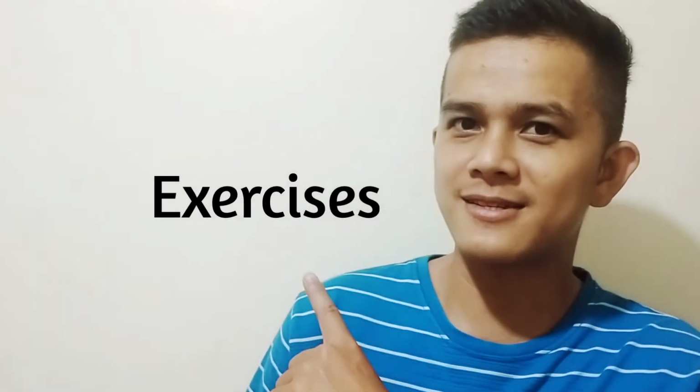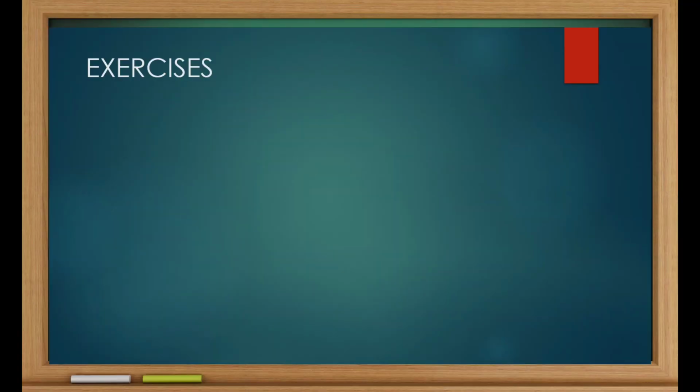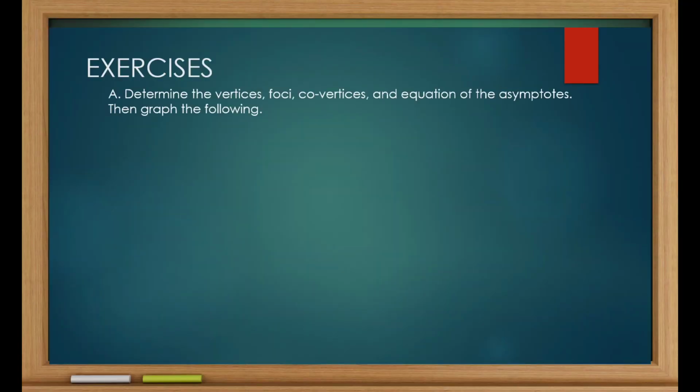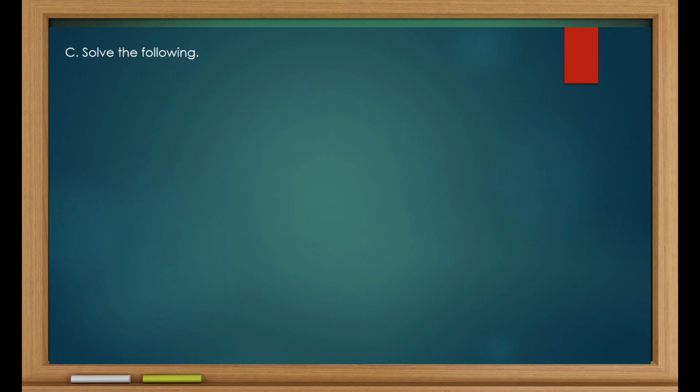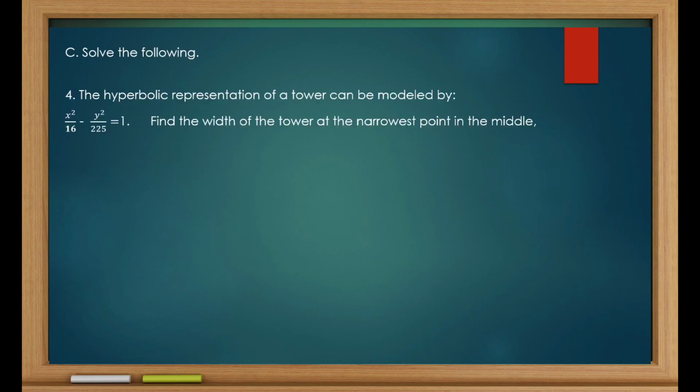So that's it. That's our discussion on hyperbola. This time, let us have some exercises. These are our exercises. Letter A: determine the vertices, foci, co-vertices, and the equation of the asymptotes, then graph the following. Letter B: write equations of hyperbolas in standard form. Then letter C: solve the following. You can try answering these exercises at home.